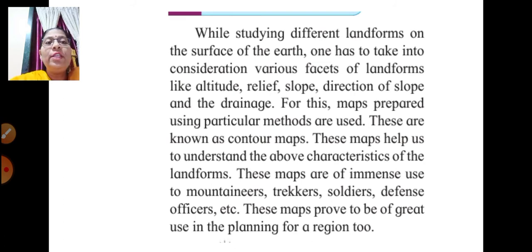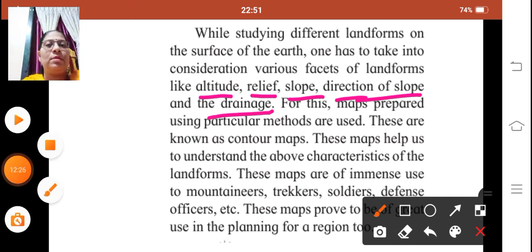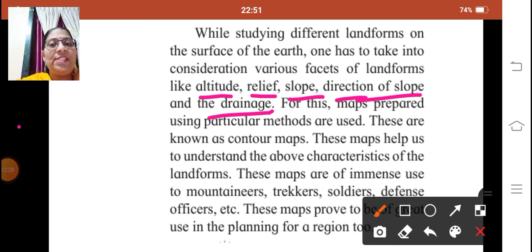So when studying different landforms on the surface of the earth, one has to take into consideration various facets, means various criteria, various features of the landforms like the altitude, height, relief, slope, direction of slope, and drainage. So what does one have to take into consideration? Altitude, relief, slope, direction of slope, and the drainage. So these features of landforms need to be taken into consideration.